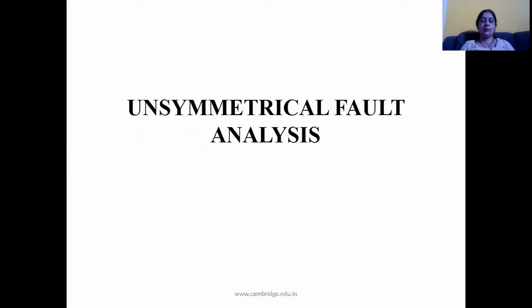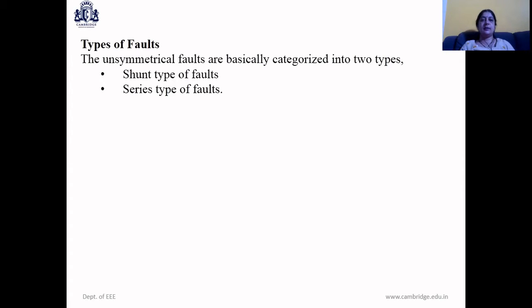So let's talk about the different types of faults. How is each of these faults analyzed in an electrical power system? There are various types of faults that occur on the power system. The unsymmetrical faults are basically categorized into two types: the shunt types of faults, which lead to a short circuit, and the series types of faults, which lead to an open circuit. In shunt types of faults, depending upon how the fault occurs and how many lines are affected, we have various categories of shunt faults.